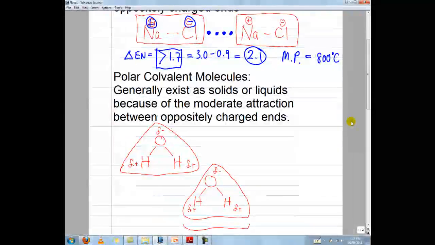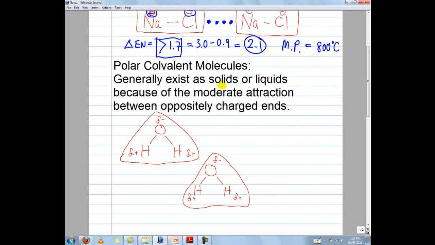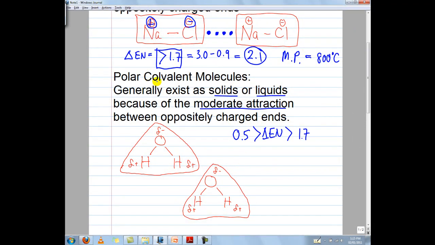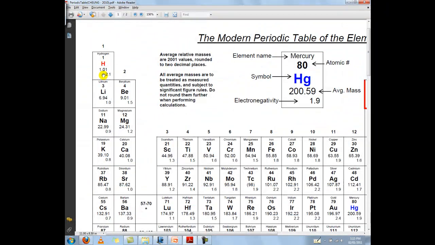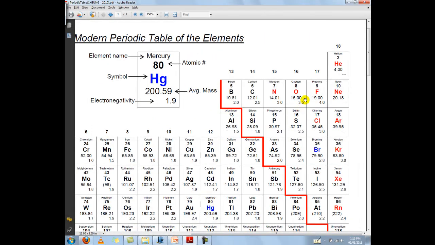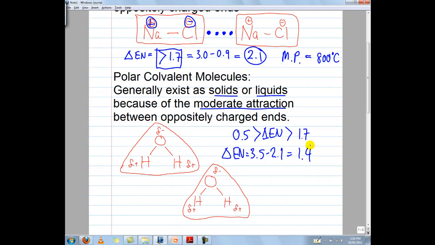On the other hand, polar covalent molecules generally exist as solids or liquids. This is due to their moderate attraction for each other between the oppositely charged ends. Now, if you recall, polar covalent molecules are those that have a delta EN value between 0.5 and 1.7. So if we check the periodic table, you'd find that hydrogen has an EN value of 2.1, whereas oxygen has an EN value of 3.5, which provides us with an EN value of 1.4 if you subtract them. And since 1.4 is between these two numbers, it is a polar covalent molecule.